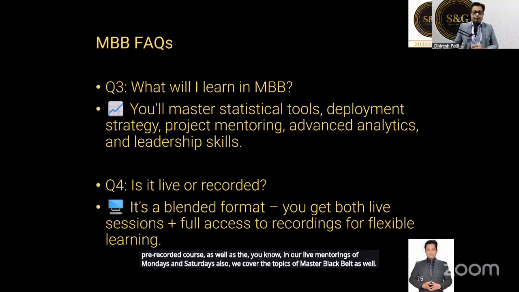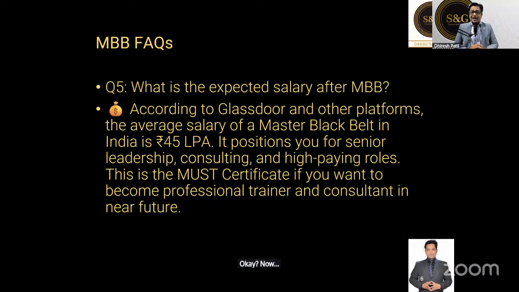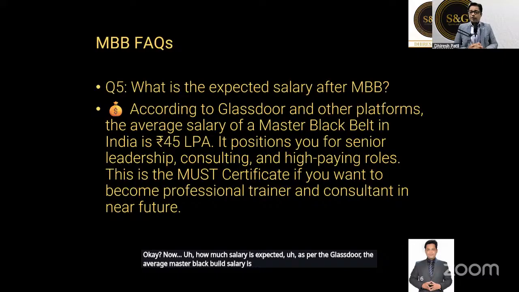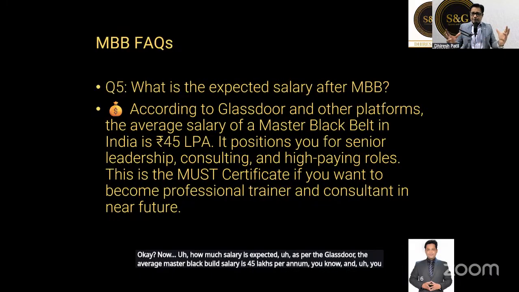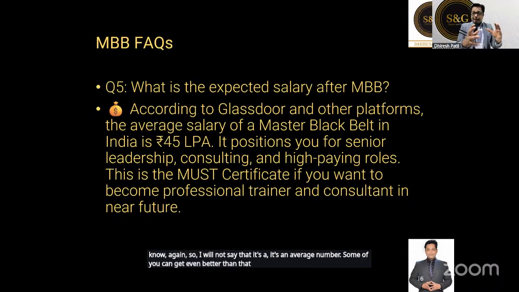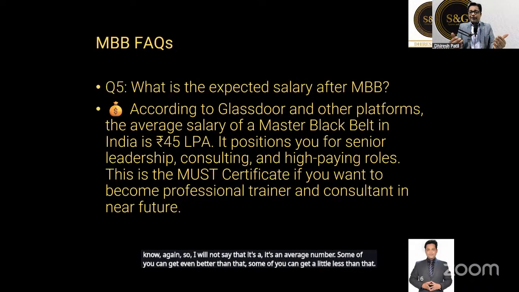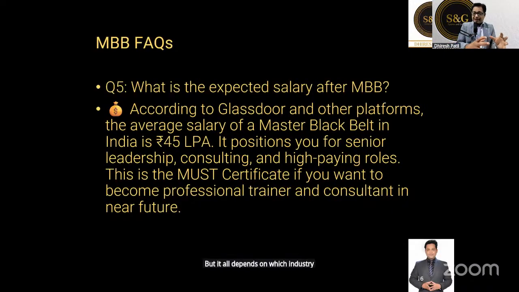Okay. Now, how much salary is expected? As per Glassdoor, the average Master Black Belt salary is 45 lakhs per annum. And again, I will not say that it's an average number. Some of you can get even better than that, some of you can get a little less than that, but it all depends on which industry, which city you are in.